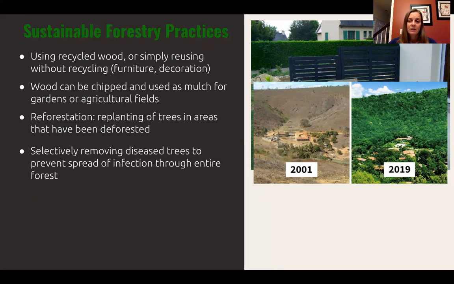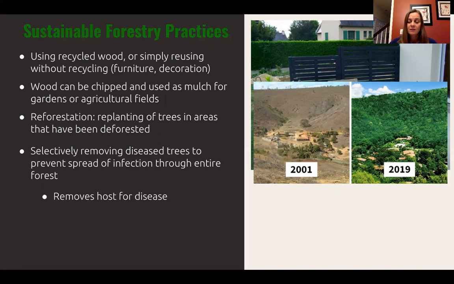Another important piece of sustainable forestry is protecting the forest. And so that might be selectively removing any diseased trees to prevent the spread of infection through an entire forest. It also involves integrated pest management, so that we are applying those same integrated pest management concepts that we apply in agriculture to forestry. So whether that's biological controls, mechanical controls, and chemical controls, as well as physical. So selectively removing the diseased trees falls under that physical control piece.